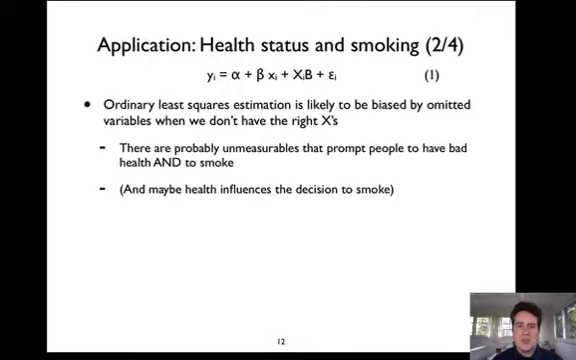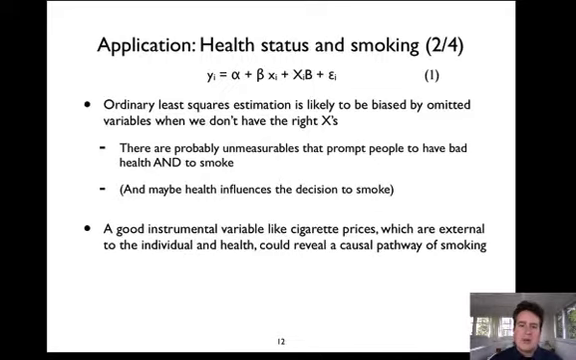Another big problem is that there might be reverse causality. We might have gotten the Y's and the X's reversed, and that's another big problem. A good instrumental variable, like cigarette prices, is probably, at least to economists, the preferred method of trying to unravel this problem. Another thing might be a natural experiment, such as a cigarette shortage or something like that.